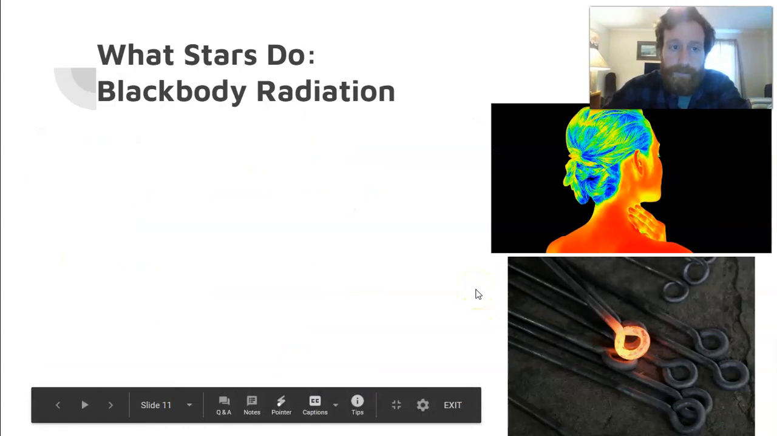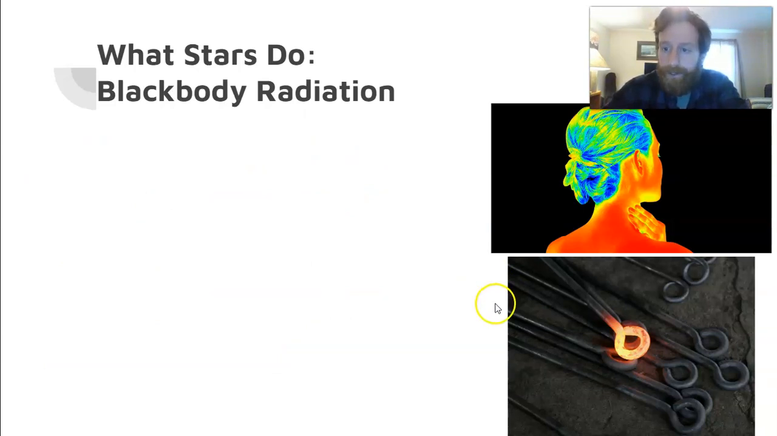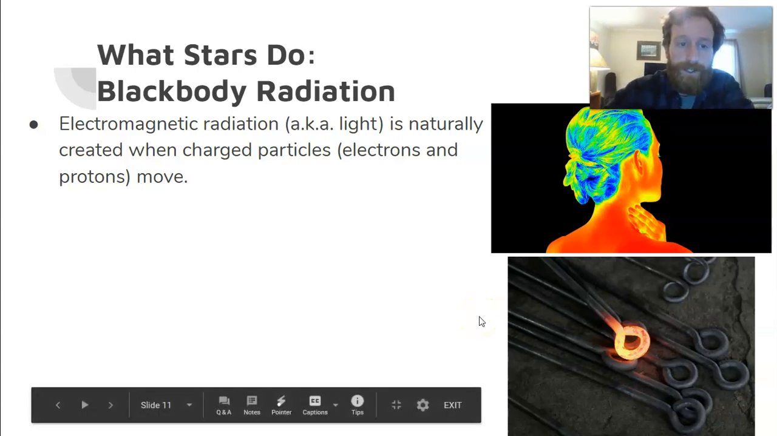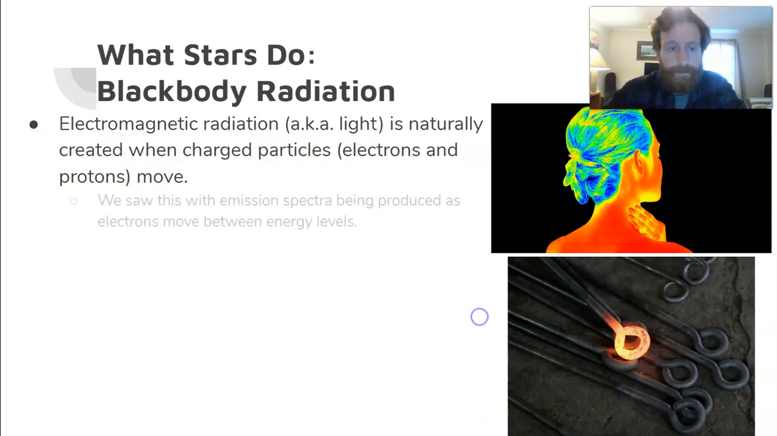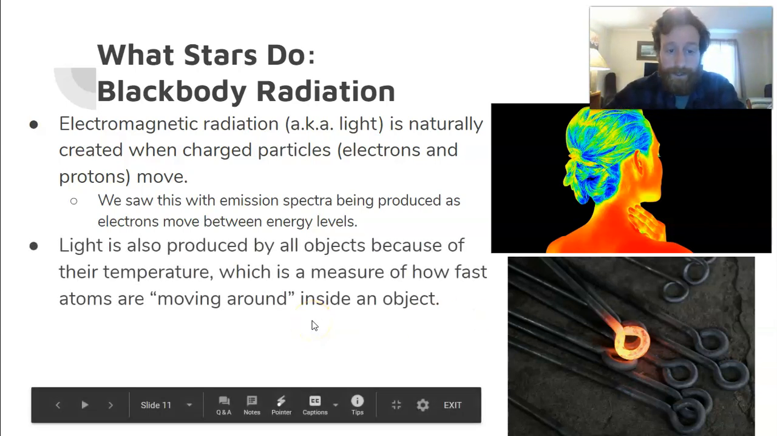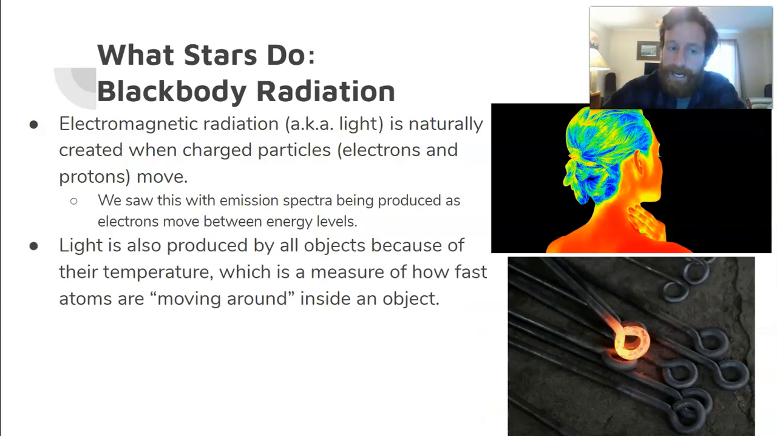And this brings us to our last piece about what stars do, which is black body radiation. Electromagnetic radiation, light, as we've been calling it since way back when we were still in the classroom, is naturally created when charged particles, such as electrons and protons, move around. We saw this with the emission spectra being produced as electrons move between energy levels on the outside of atoms. But light is also produced by all objects because of their temperature, which is a measure of how fast atoms are moving around inside an object.